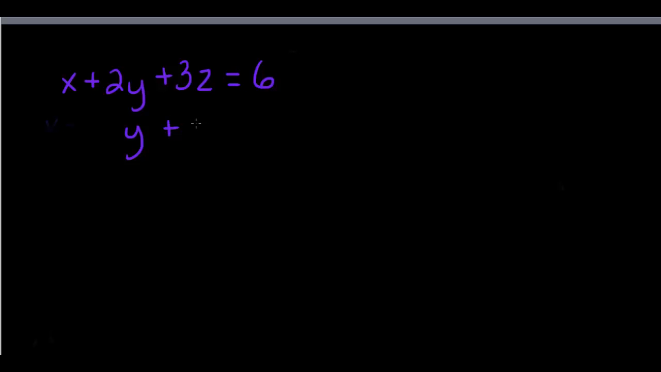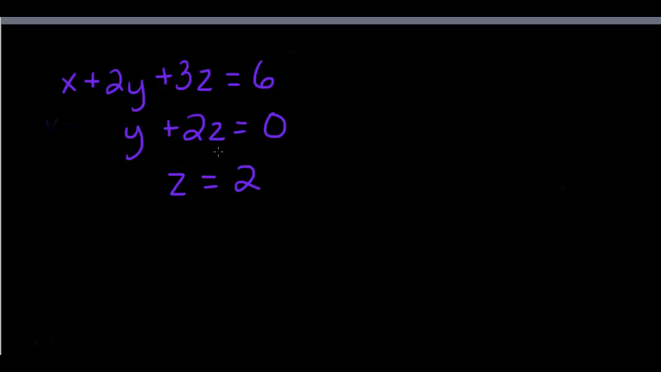Okay, so let's go over our second example, which is going to be x plus 2y plus 3z equals 6, y plus 2z equals 0, and z equals 2. Okay, so this one is easier than the previous one.